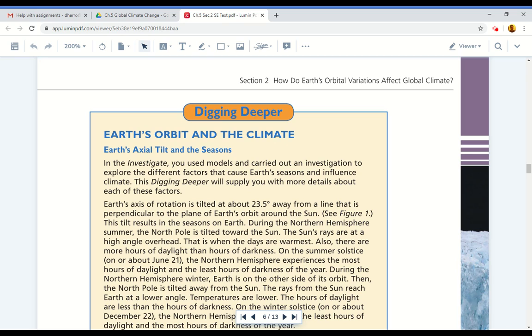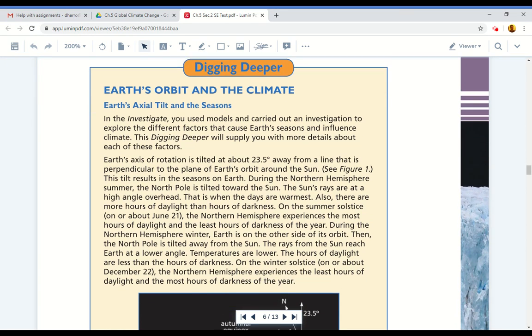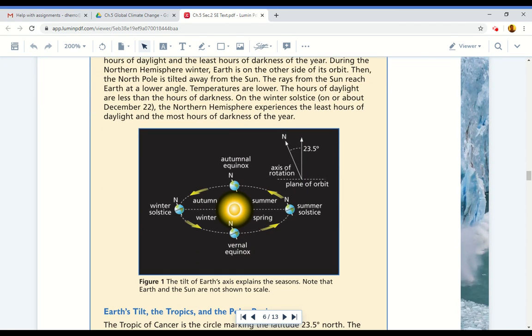On the summer solstice, on or about June 21st, the Northern Hemisphere experiences the most hours of daylight and the least hours of darkness of the year.